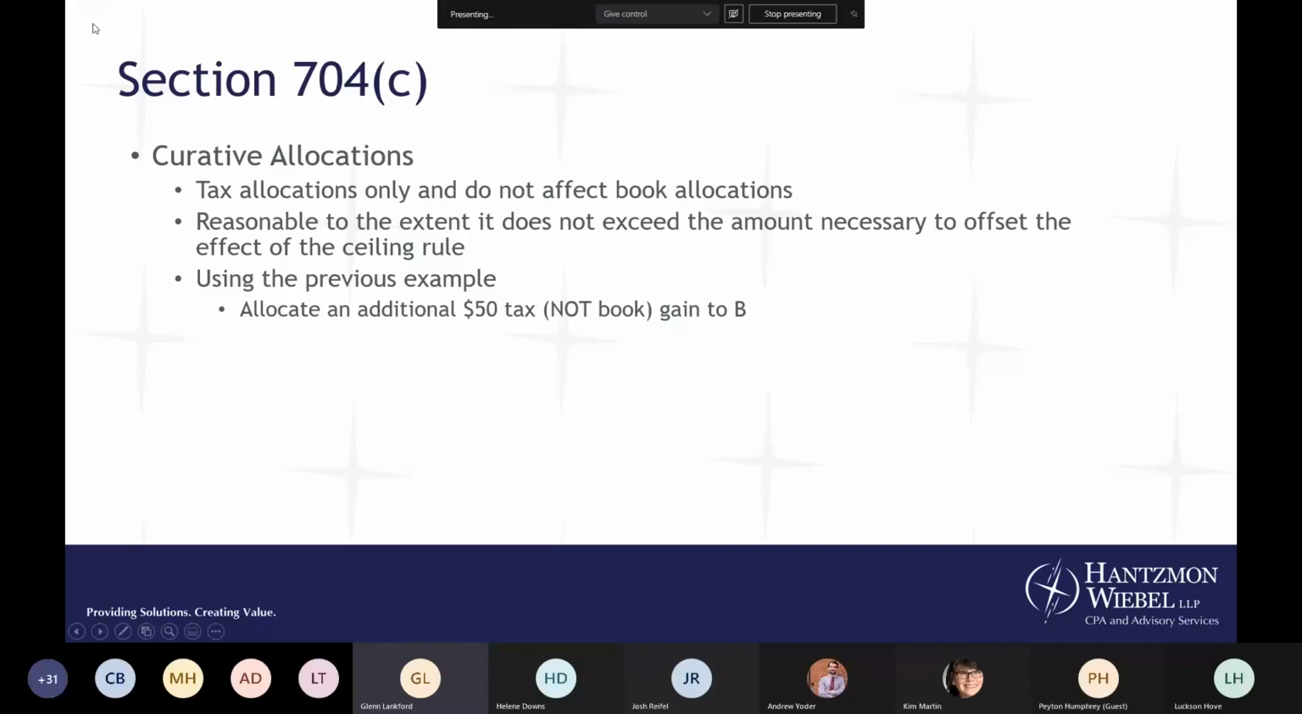Now, as Josh was talking about the curative allocation, the traditional method of allocating in 704C is your basic, the first example. B contributed property with basis of $500 and fair market value of $1,000. It was sold for $1,100. B got allocated the first $500, which was pre-contribution gain, and everybody's book and tax capital lines up, and everything's hunky-dory, and you keep going.